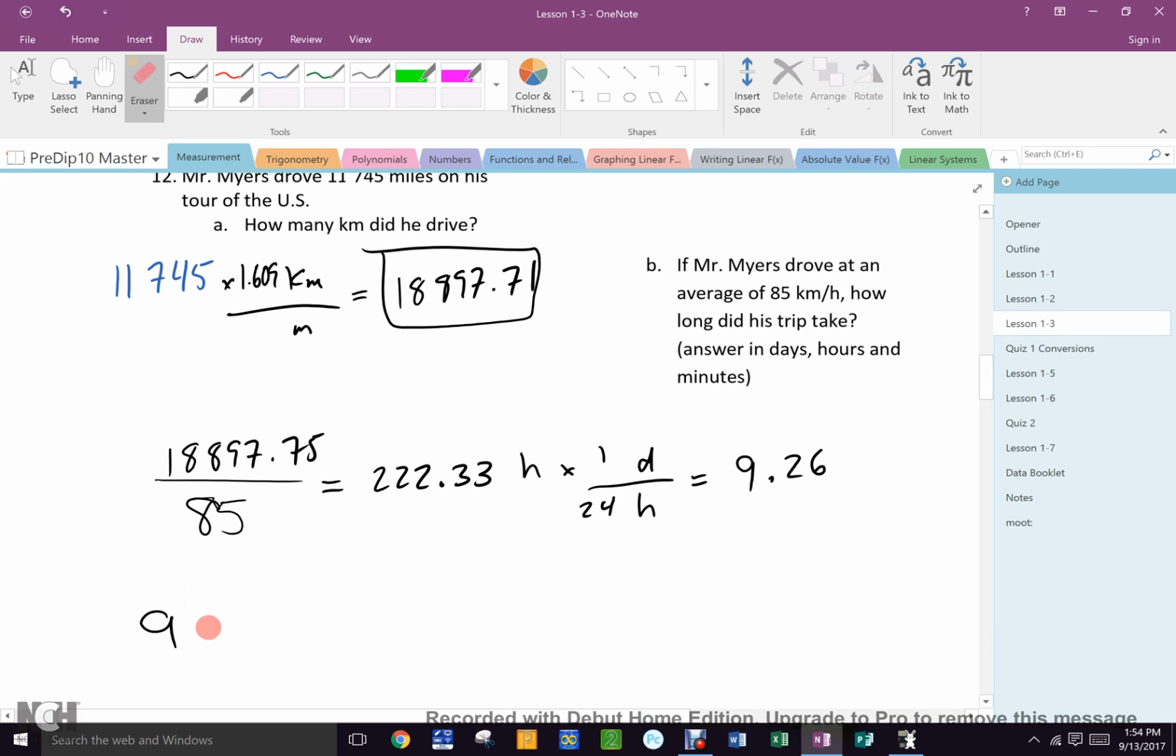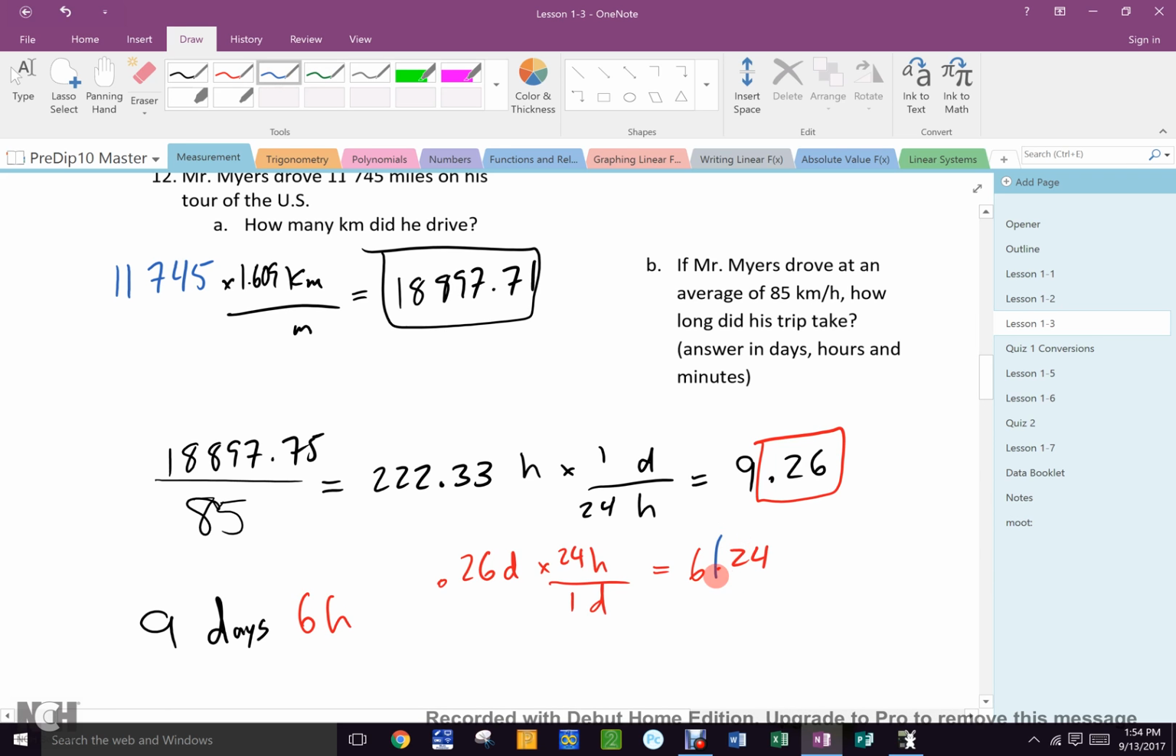Not 9 bays. 9 days. So what then must I do with this 0.26? That's 0.26 of a day. So what is the next measurement with which I wish to work? Hours. So now I'm going to convert to hours when I have days. 24 over 1. What do I do there? 0.26 times 24. To get what? 6.24. 6 hours. What do I do with that 0.24?